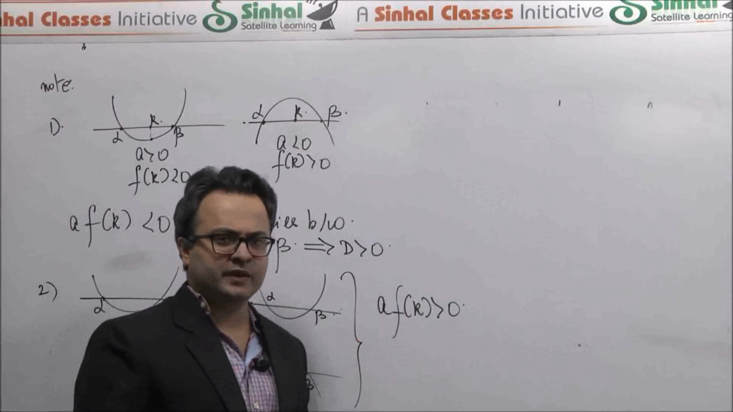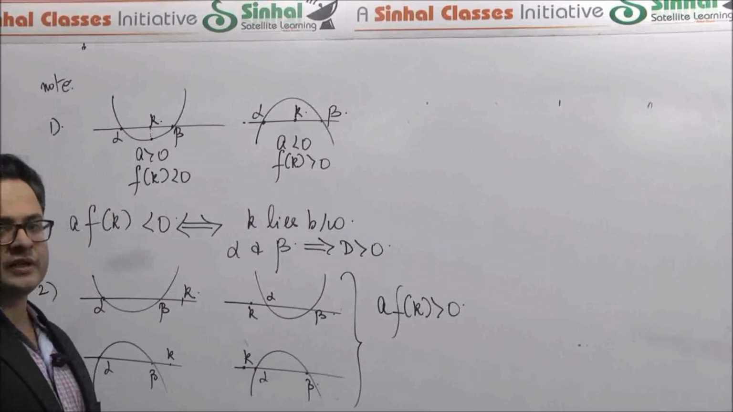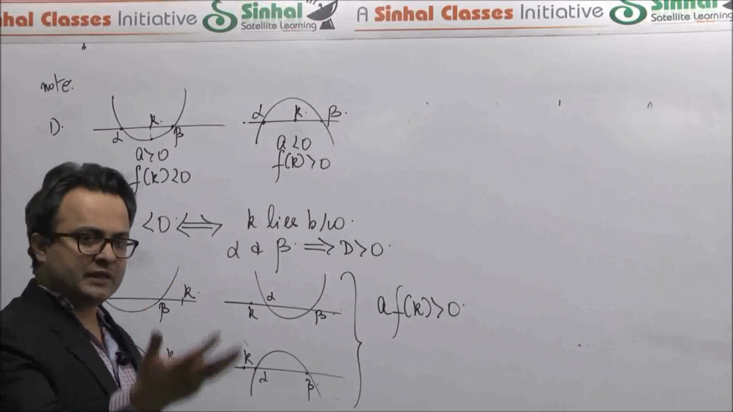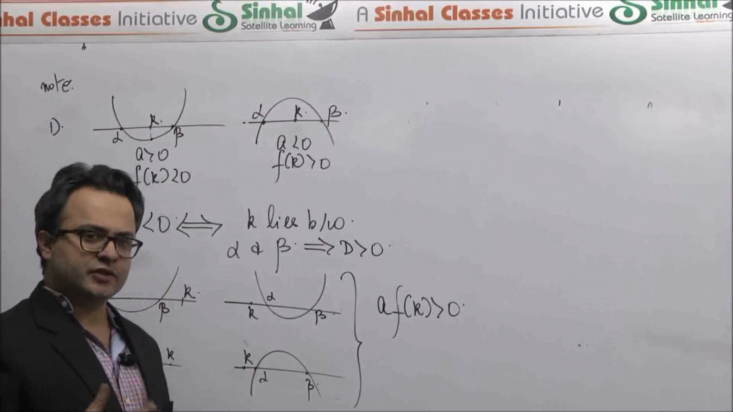A into f of k should be positive. Right? So these two points have to be kept in mind. Whenever you want to impose a condition that k lies beyond beta or lies before alpha, then we'll say that a into f of k should be positive, they should have the same sign.